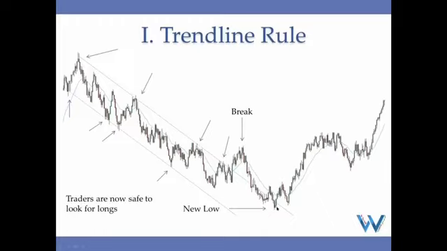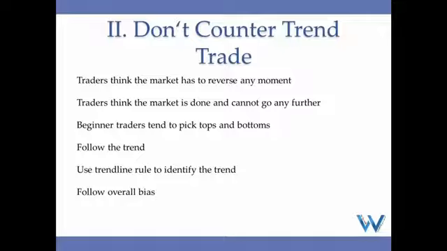Price created a big move to a new low, to a new extreme, and from this point on, traders are safe to at least play with the idea of possibly buying the market and eventually going long. The trend line rule correlates with the second price action rule that says don't counter trend trade. A lot of beginner traders, when they're watching a strong trend go, feel that the trend cannot go any further and they will start to pick tops and bottoms, and this a lot of times leads to never-ending frustration and multiple losing streaks.